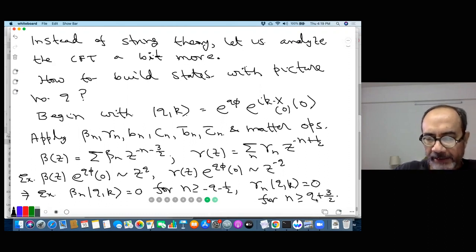Okay, so for example, let's suppose that n is equal to Q plus three half. Let's see what happens. If n is equal to Q plus three half, then this part here is z to the power minus Q minus three half plus half. That's minus Q minus one. That's more singular than what is allowed, so the corresponding gamma n must annihilate this state. Is this logic clear?